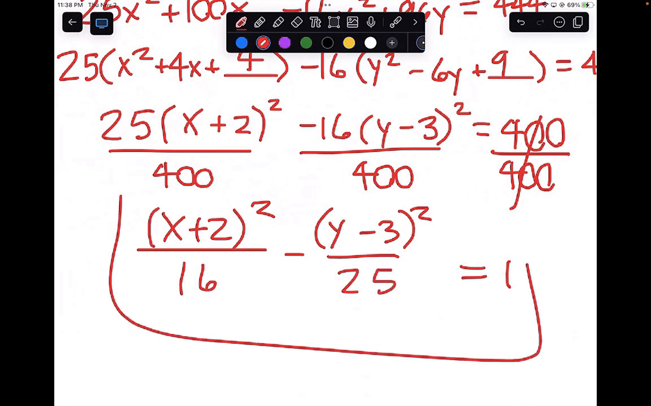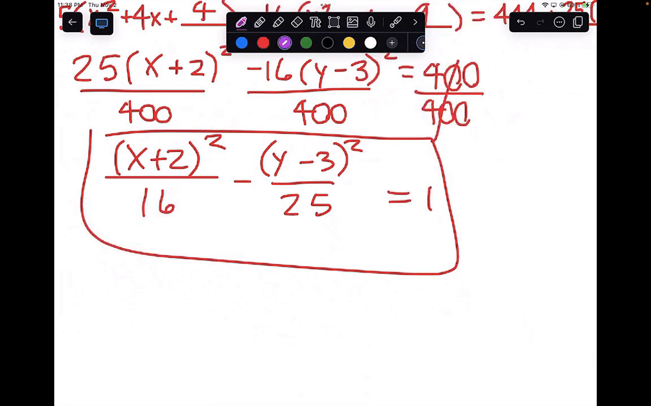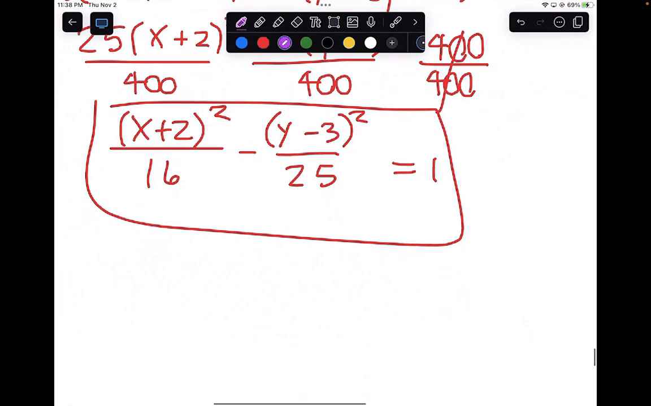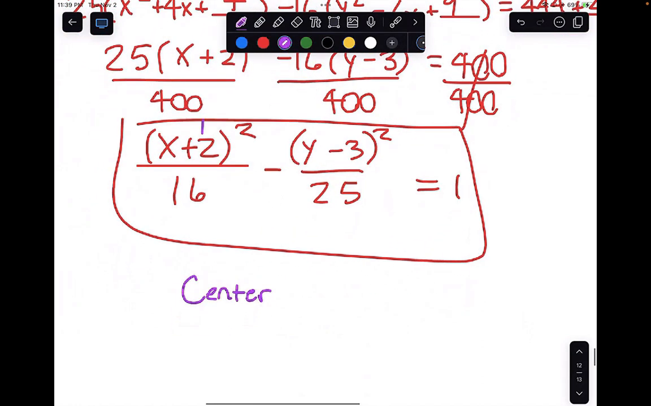And then this is your equation, and it's ready to graph. So I'll go a little bit quicker here on the graphing just to speed this up a little bit. The center is going to be the h and k. H always goes with x. K always goes with the y. So the center goes opposite sign. This will be negative 2, comma, positive 3.